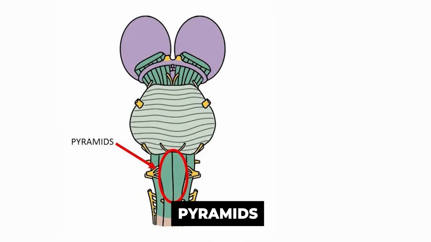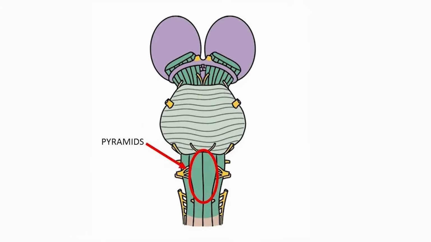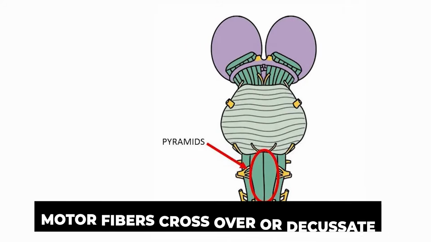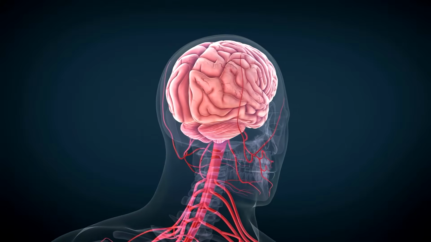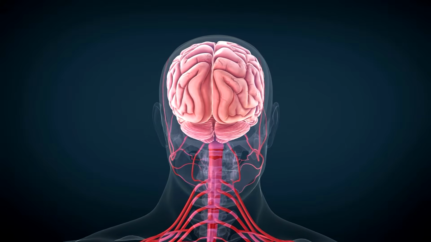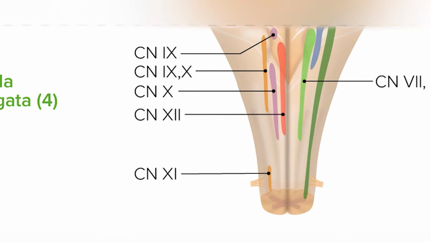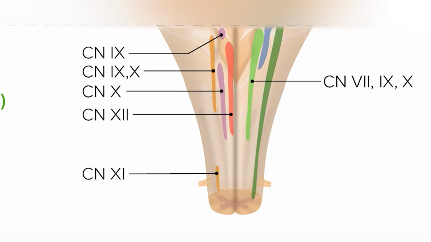It also contains the pyramids, which are two elongated ridges on its anterior surface where motor fibers cross over or decussate. This decussation is why each hemisphere of the brain controls the opposite side of the body. The medulla also houses nuclei for cranial nerves 8 through 12.